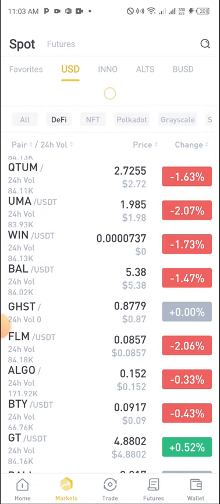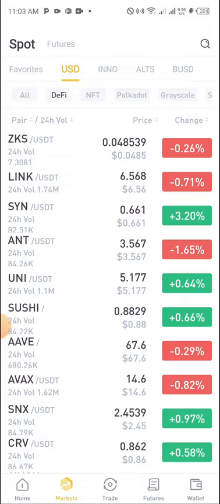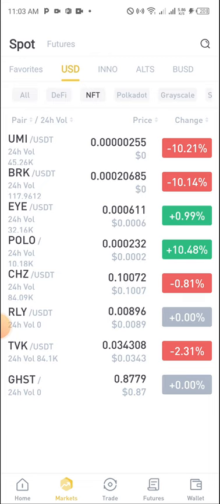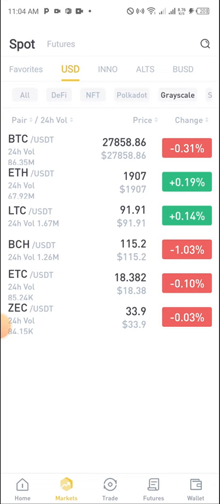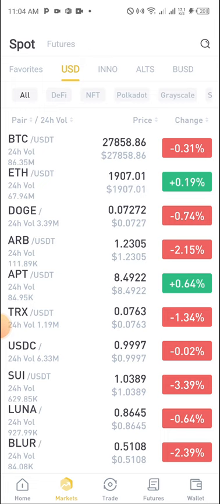You can see we have DeFi as well, we have NFT tokens, we have Polkadot, and of course, we have Grayscale. You know, basically just your usual spot trading, but I'm also going to show you how to do your spot trading as well.